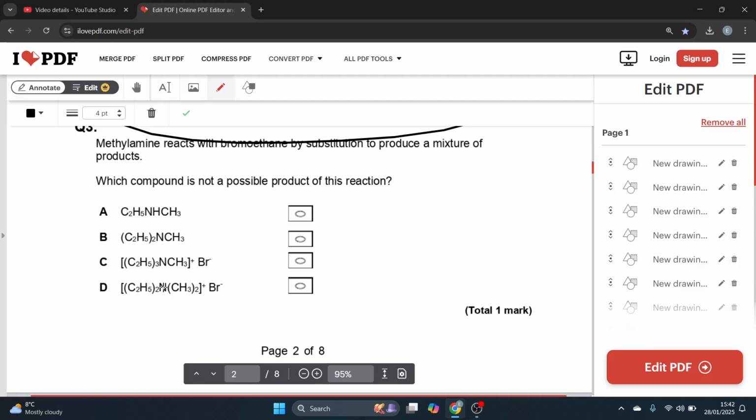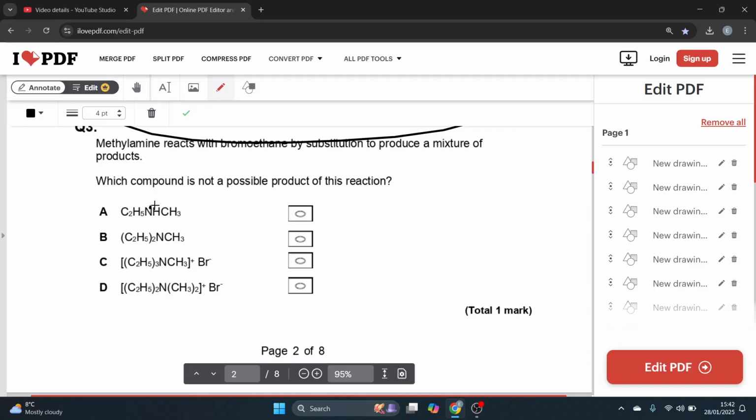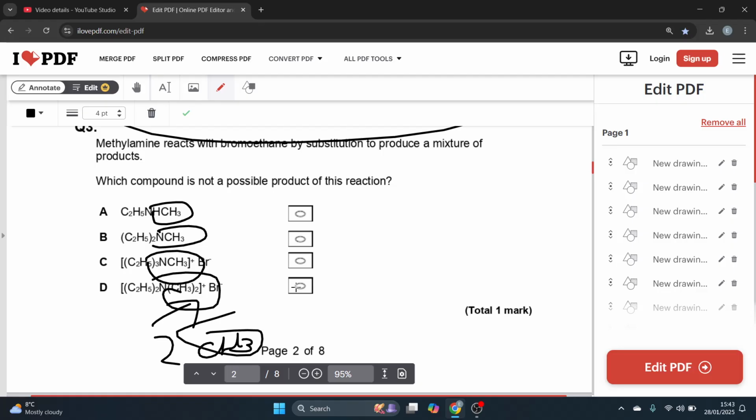Question 3. Methylamine reacts with bromoethane by substitution to produce a mixture of products. Which compound is not a possible product of the reaction? All I would do is really look at the list. Why would I have 2 CH3s in this case? Two methyl groups. Therefore, the answer is D. That is not a possible product for this reaction.